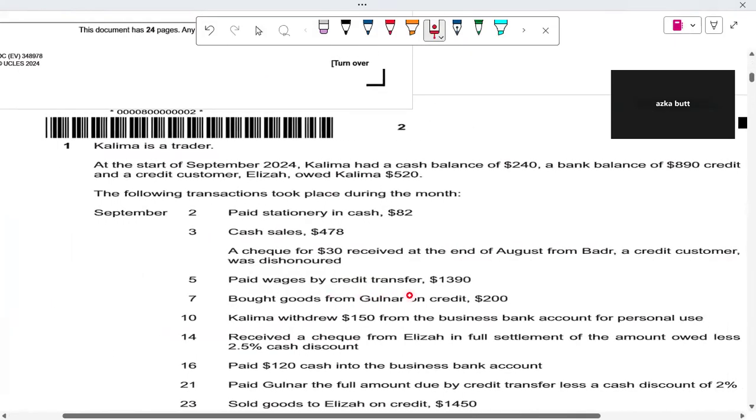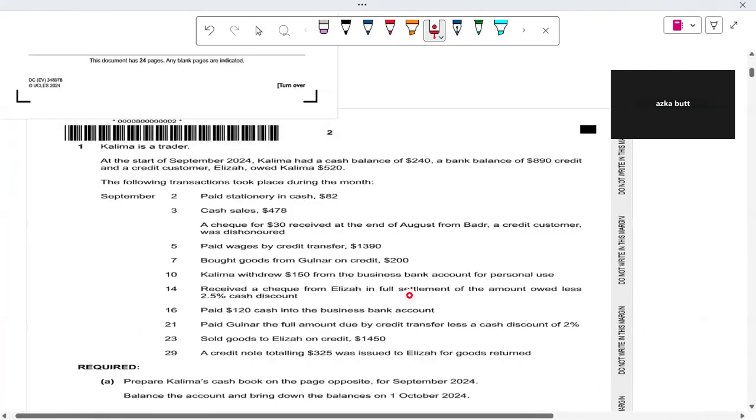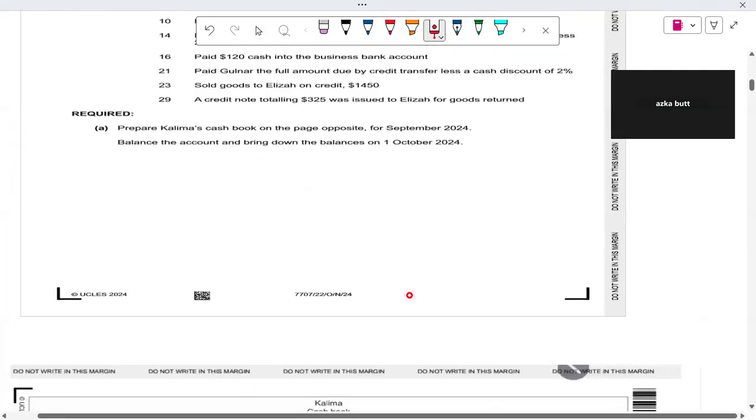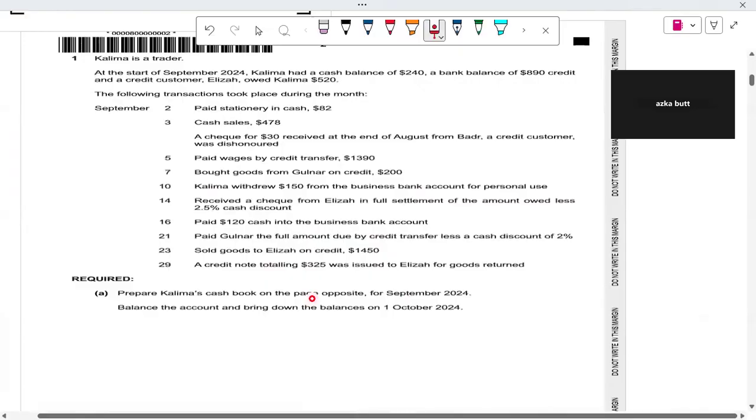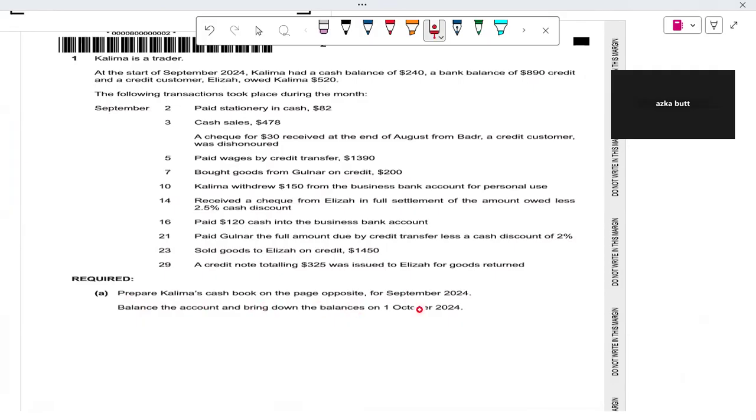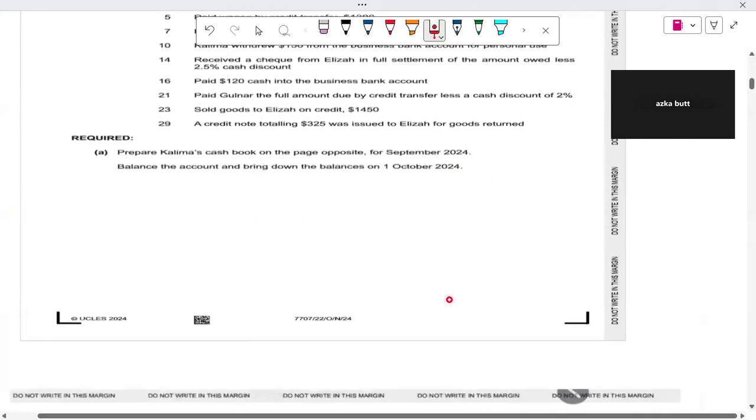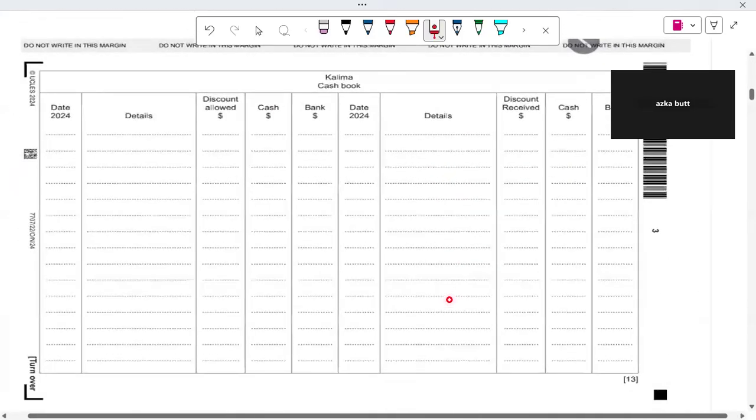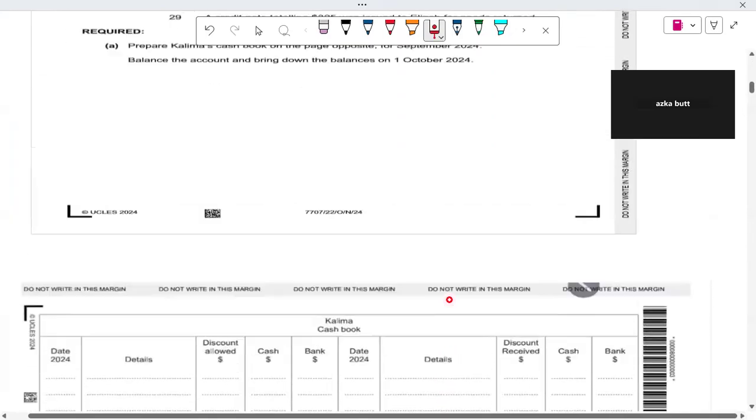Okay, so first of all, we have the A requirement in the very first question. In the A requirement, we need to prepare Kalima's cash book on the opposite page for September 2024. So this is month end, and we need to prepare the cash book for Kalima.